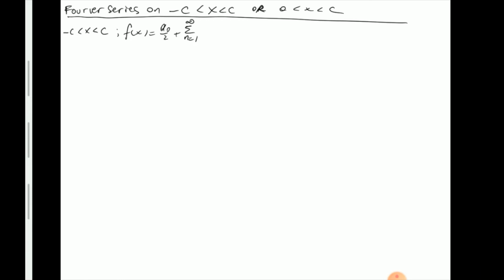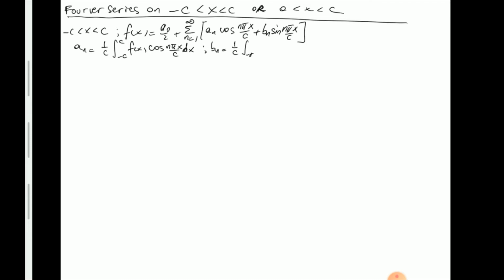So therefore, the series is going to be a_n cosine of n pi x over c plus b_n sine of n pi x over c, with a_n given by 1 over c, the integral from minus c to c of f of x cosine n pi x over c dx, and b_n 1 over c, the integral of f of x times sine of n pi x over c dx.